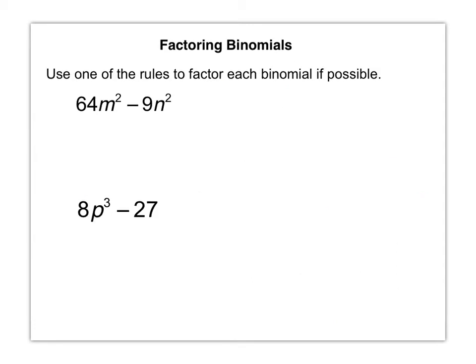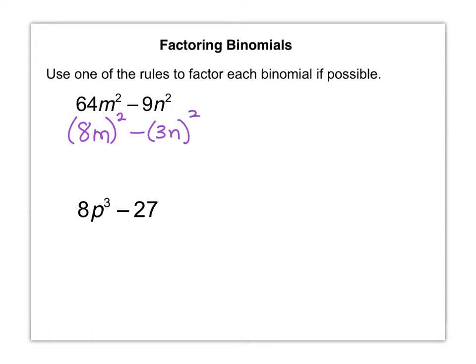On this slide, we're factoring binomials. When you have a binomial, you want to see if it's either a difference of squares, a difference of cubes, or a sum of cubes, and apply the appropriate formula. The first one looks like the difference of 2 squares, so we want to be able to write each one of these terms as a perfect square. 64 is the same thing as 8 squared. So we can write the first term as 8m, the quantity squared. 9 is also a perfect square, so we can write this as 3n, the quantity squared.